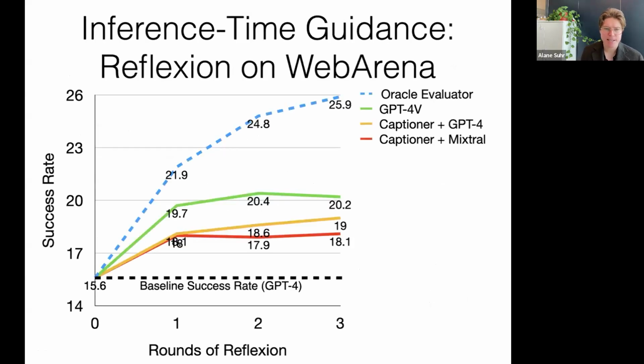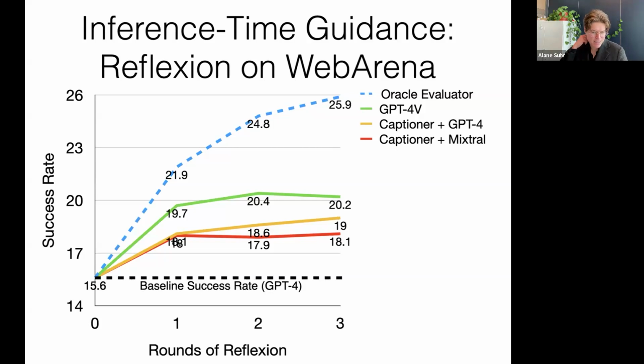Here I'm showing the success rate of the GPT-4 agent, which is the state of the art on WebArena, at like 15.6% success rate. Actually, I'm just going to explain reflection first. In reflection, you sample from your model. You have some metric that tells you whether or not the sample was correct. If it was incorrect, you prompt the model again to say that was wrong, try again. You get a new trajectory and you can evaluate it again. So you can do this in multiple rounds.